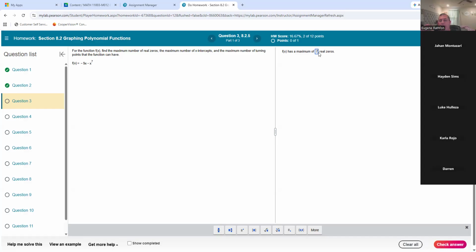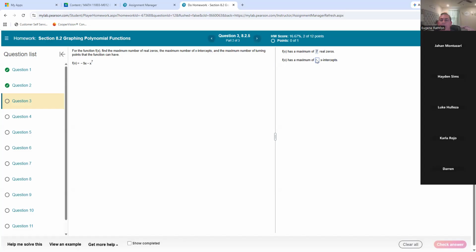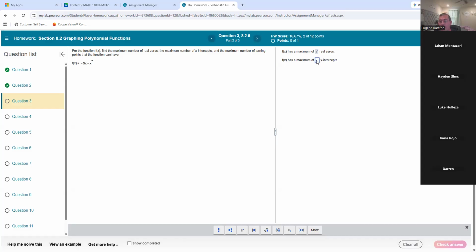What they did on this one, they just threw it out of order. But good job, Darren. You're still looking for that highest exponent. All right, so that means the x-intercepts is going to be the same, right? So since y'all got 7 for the real zeros, you're going to get 7 for the maximum x-intercepts.